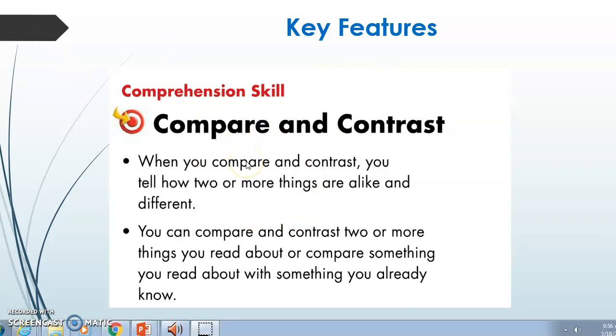Great. So, you can compare and contrast two or more things you read about, or compare something you read about with something you already know. Correct? For example, you read about a character, and you see yourself in this character. You keep saying to yourself, oh, this girl is so much like me, or this boy is so much like me. An example.